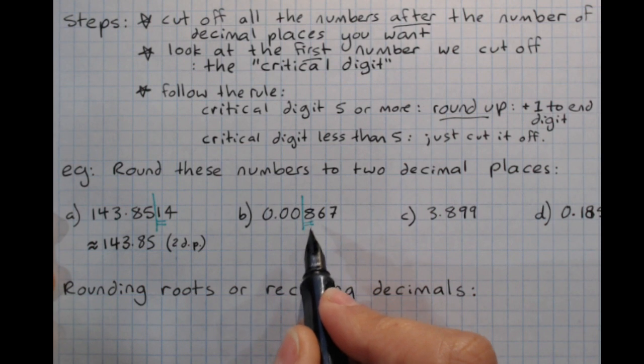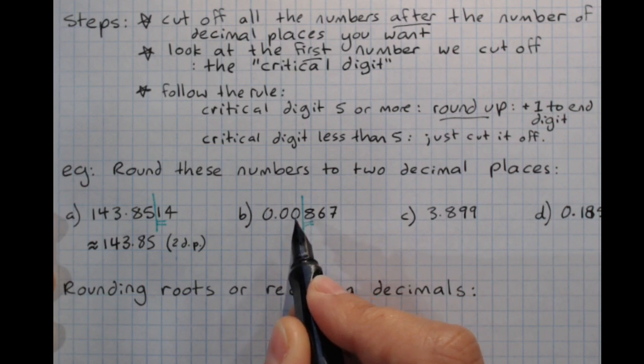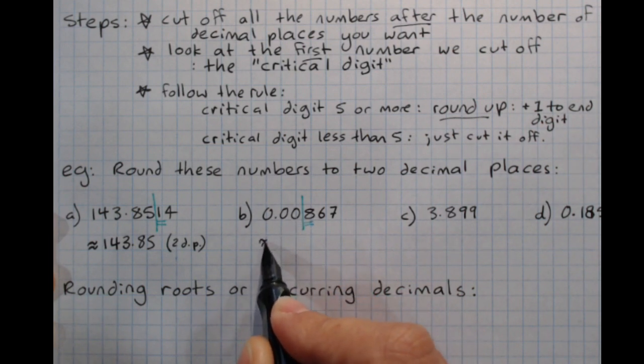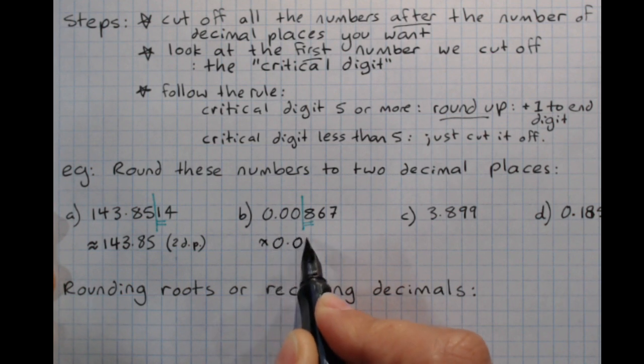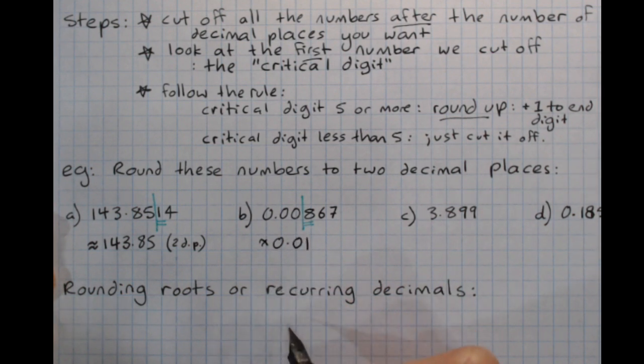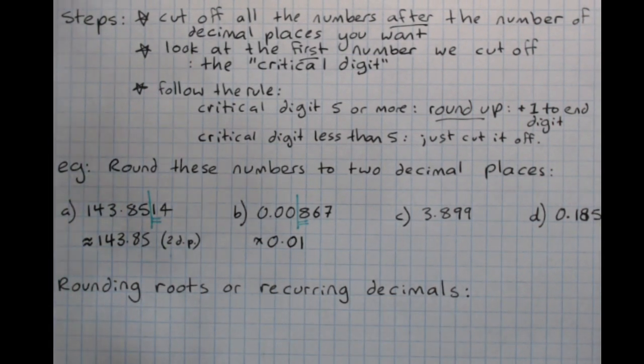Look at the first digit, the critical digit after we cut off. Yes, it's 5 or more. So we add 1 to the last digit that we keep. This is 0.01 approximately to 2 decimal places. So the last two questions here.